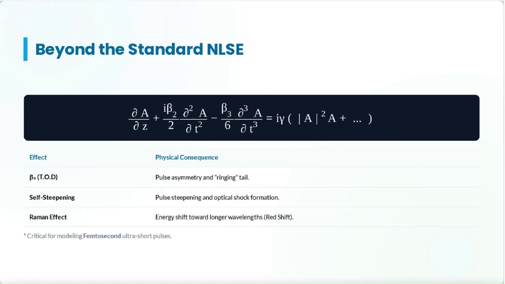Additional higher-order effects must be included. These include third-order dispersion, self-steepening, and Raman scattering. Together, these effects distort the pulse shape and shift energy toward longer wavelengths. Accurate modeling of modern ultrafast lasers requires these corrections.